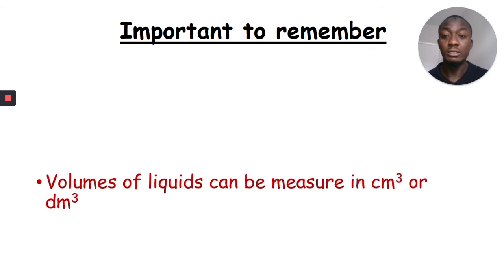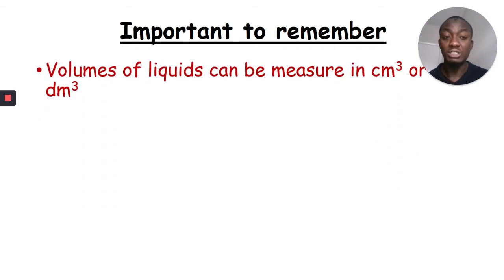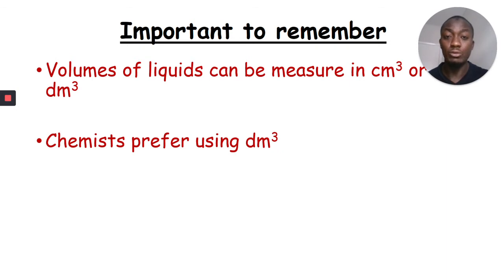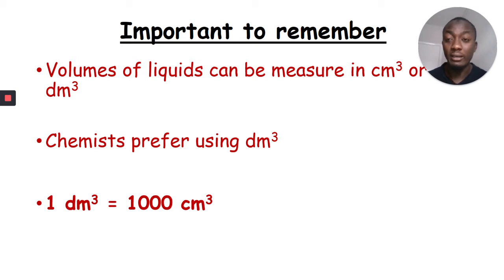It's important to know the dm cube, cm cube conundrum. Volumes can be measured in both cm cube and dm cube, but we scientists prefer dm cube. So what is dm cube? It's simply 1000 cm cube. So 1000 cm cube makes 1 dm cube. There will be a lot of conversions if you do concentration calculations, so it's good you know that.